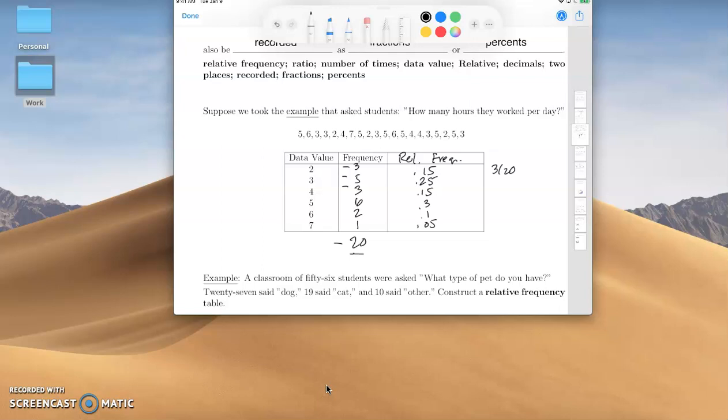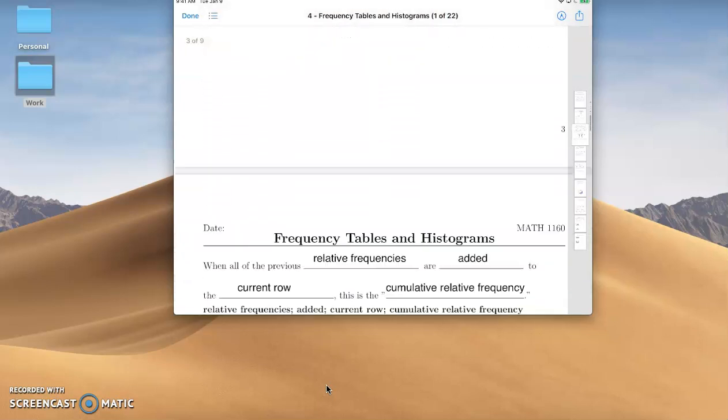So let's just check that real quick. 0.15 plus 0.25 plus 0.15 plus 0.3 plus 0.1 plus 0.05. And I get 1.0. So we're good there. All right, so that's the relative frequency.